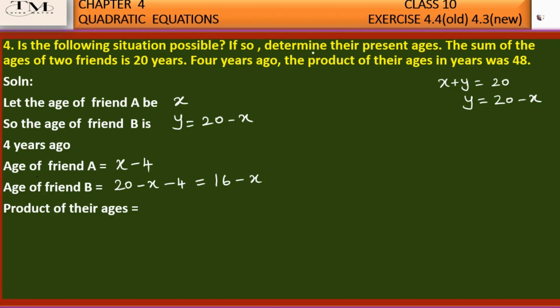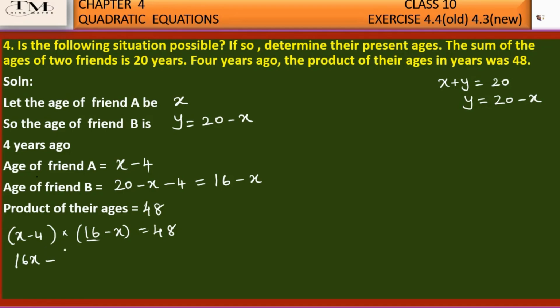Okay. What is given next? 4 years ago, we found their ages. The product of their ages was 48. So their product is 48. Whose product? Their ages' product. What are their ages? x minus 4 into 16 minus x is 48. So we have to multiply. First I am going to multiply with 16. 16 into x is 16x, minus 4 into 16.